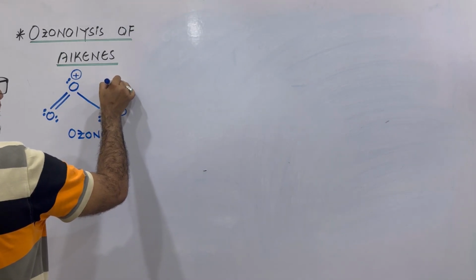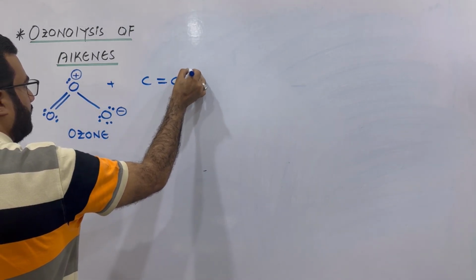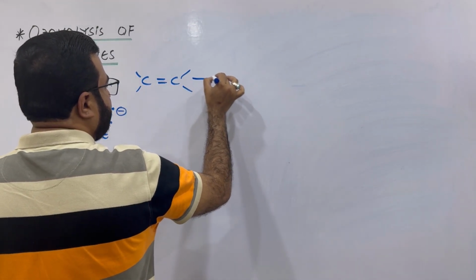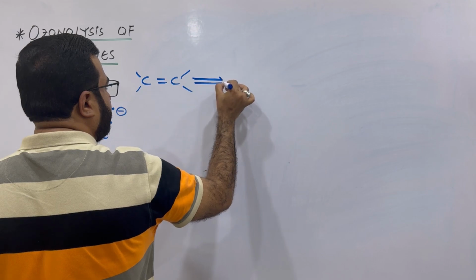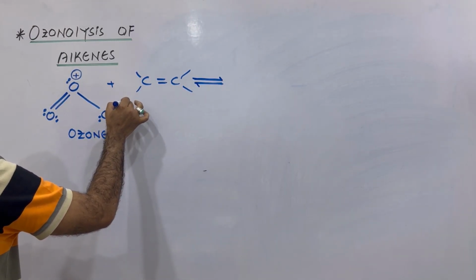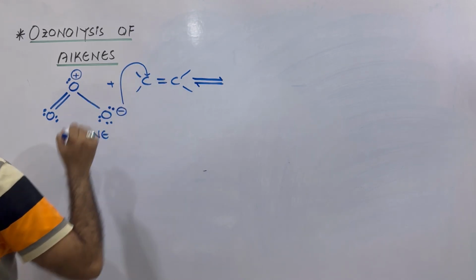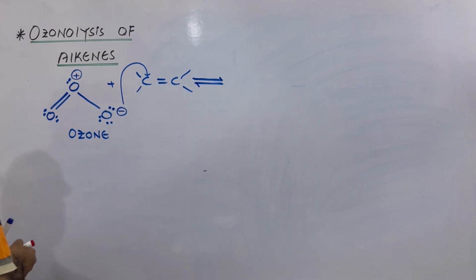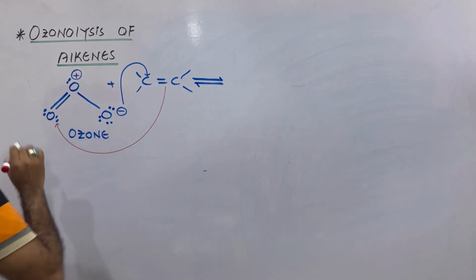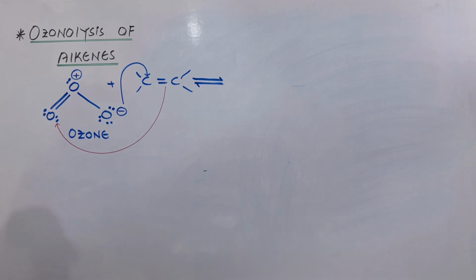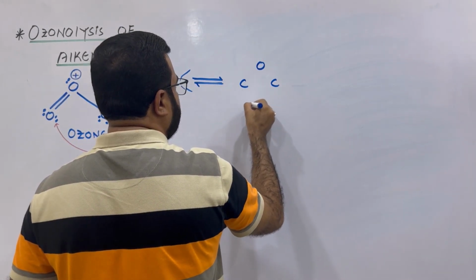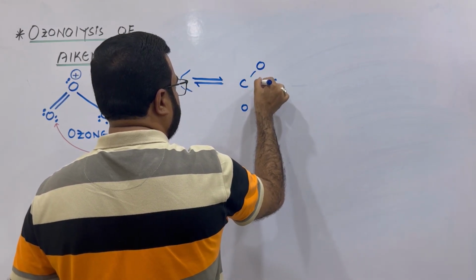When it is made to react with an alkene, then my dear students, this first step will be an electrophilic addition reaction, in which this negative oxygen will attack one carbon, and the pi electrons will attack on the lone pair of the other oxygen atom, and through the electrophilic addition reaction we will get a highly unstable intermediate product.